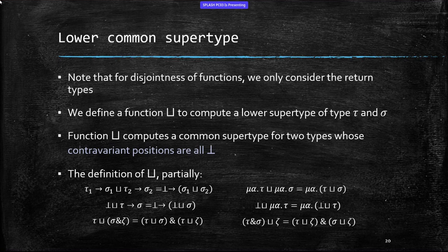Okay, so there's another system that also has union types, intersection types, and disjoint intersection types. They have bottom types.